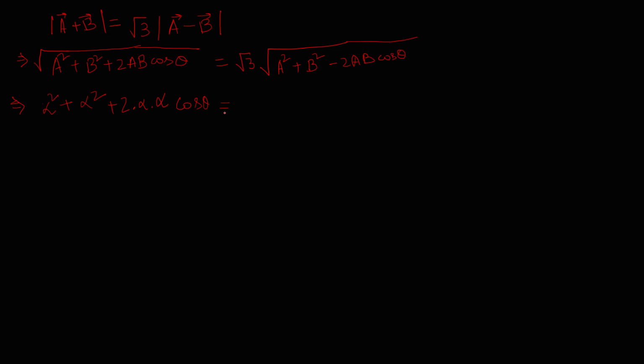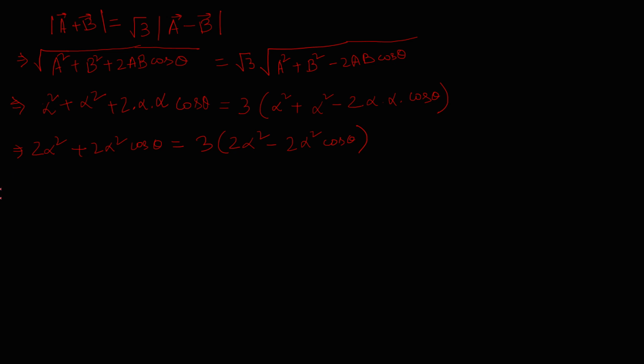So this is equal to 3 times of this. What this means: alpha square plus alpha square minus 2 alpha square cos of theta. So now this is equal to 2 alpha square plus 2 alpha square cos theta is equal to 3 times of 2 alpha square minus 2 alpha square cos of theta.